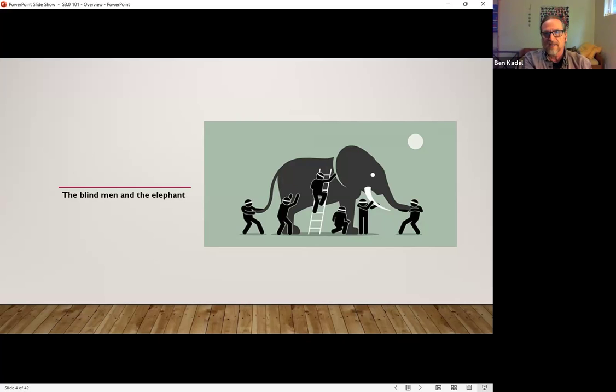The one with the tusk said, "Well, this is nothing more than a spear." And the one with the ear said, "Well, this is nothing more than a leaf." And the one holding the tail said, "Well, this is just a piece of rope." And this is the situation that we often find ourselves in. We each have a particular perspective.